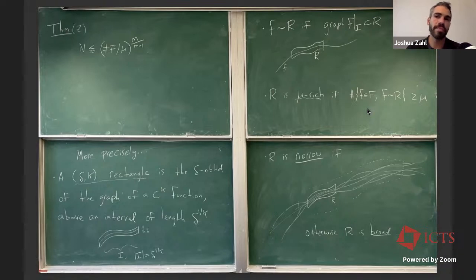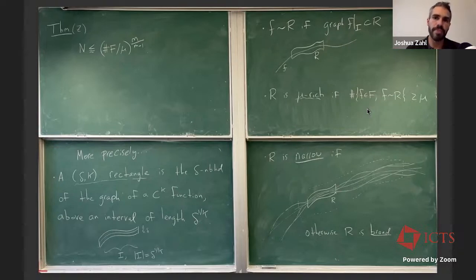If you were to pick a point in this interval, then F minus G at that point is going to have size at most delta. But the derivative of F minus G also can't be all that large. It can be at most delta to the 1 minus 1 over K. And the second derivative can be at most delta to the 1 minus 2 over K. And the third derivative delta to the 1 minus 3 over K, and so on and so forth. That's just an exercise using Taylor's theorem.